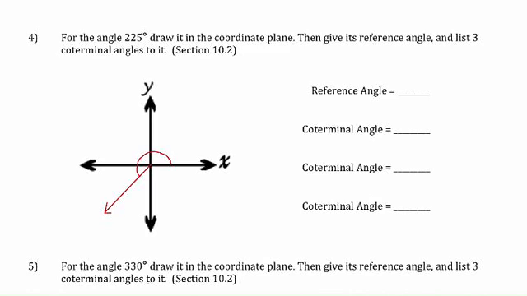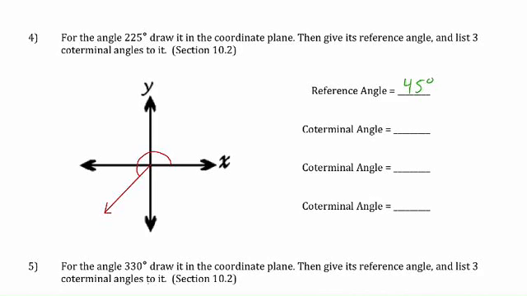For the reference angle, what that's really asking us is how far away is it from the x-axis. You're either going to be relating it to 360 or 180 or 0 for that matter. So you're saying, how far away am I from 180? Well, I'm 45 degrees away from 180. So reference angle is 45 degrees.